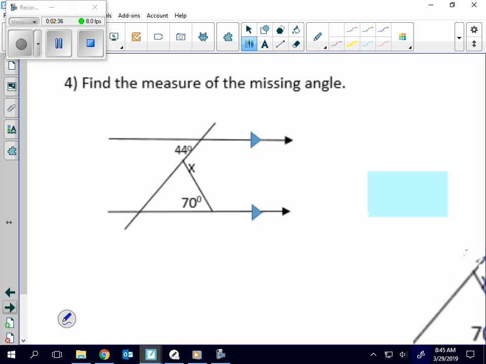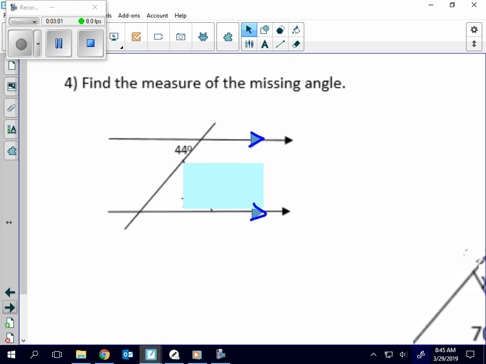On number 4, they want us to find the measure of the missing angle. So we see we want angle X, and we've got a couple of things going on in this picture. I hope you've noticed that we have parallel lines. There's some math we know about parallel lines, and it is helpful when you have more lines than you need to cover up some of them.